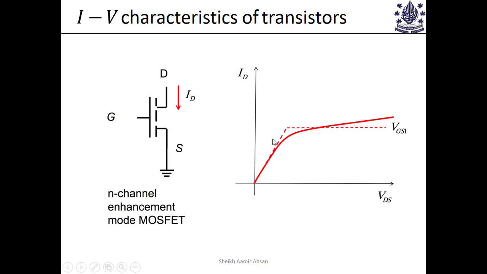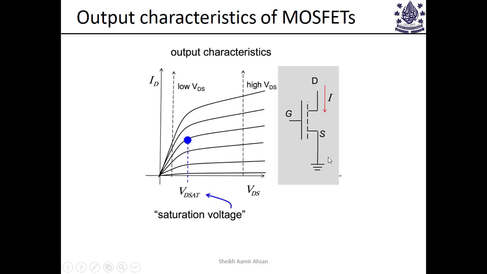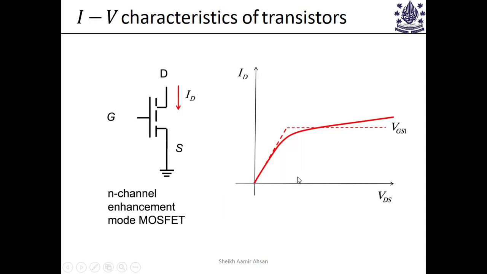Keep this thing in mind, that this is ID versus VDS. So far we have only discussed the drain to source current versus drain to source voltage for a fixed VGS. And in this case the VGS is given by some VGS1 value. It could be 1 volt, 1.5 volt, 2 volt, whatever. So this is one fixed VGS value.